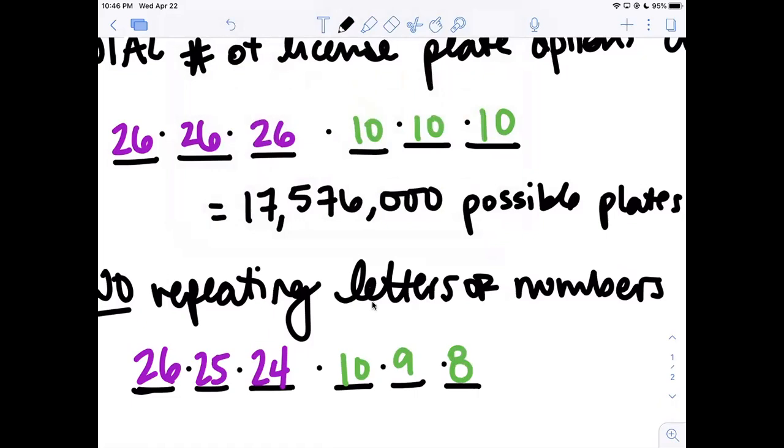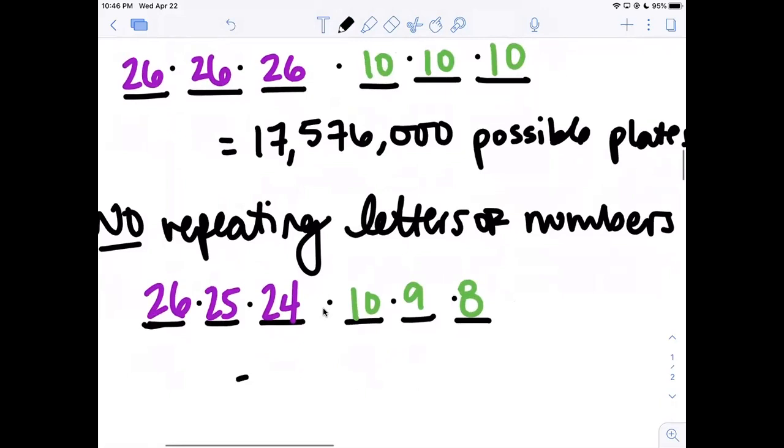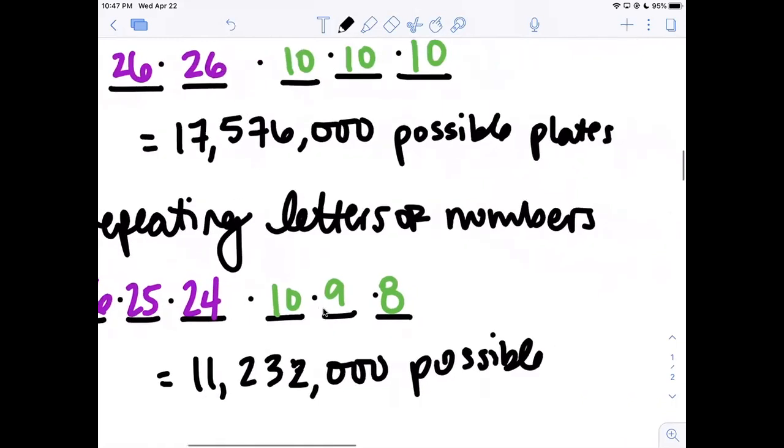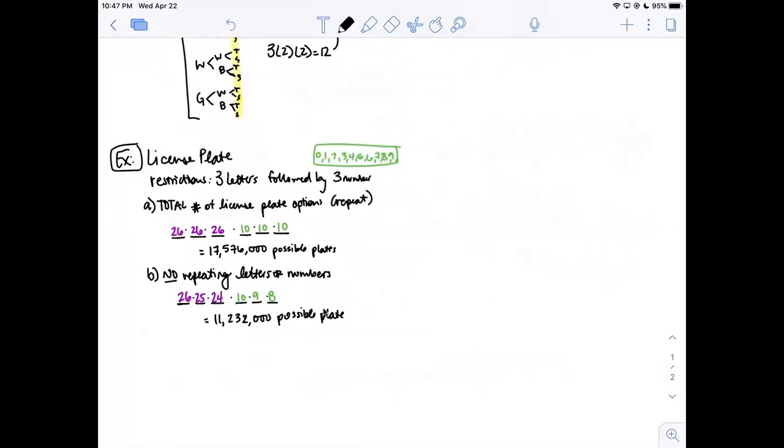There can be other options where I say you can't use any vowels or you can't use any consonants, and so maybe you won't start with 26, but this is just a basic example to show you no restrictions and yes restrictions. So I'm going to throw this in my calculator and I get out this number. Ooh, this number. And so if I can't repeat any, now I only have 11 million possible plates, not 17. So that changes it. Still a lot of options, but definitely less than there were before.